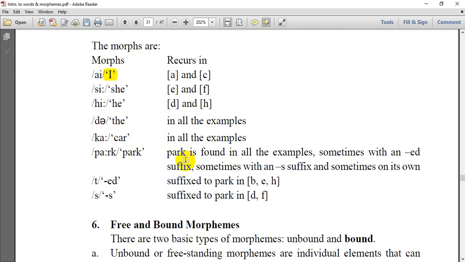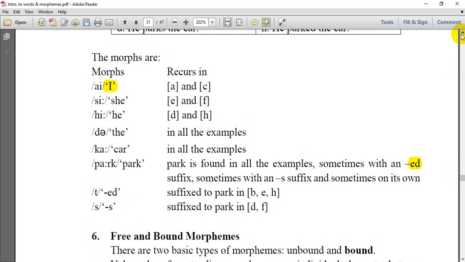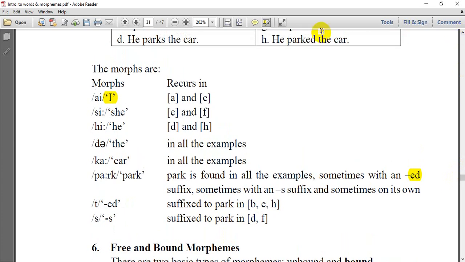Park is found in all the examples, sometimes with the suffix ed, and sometimes with the suffix s, or on its own, park without anything or any suffix attached to park. These are morphemes: parks, park and s, parked, parked.